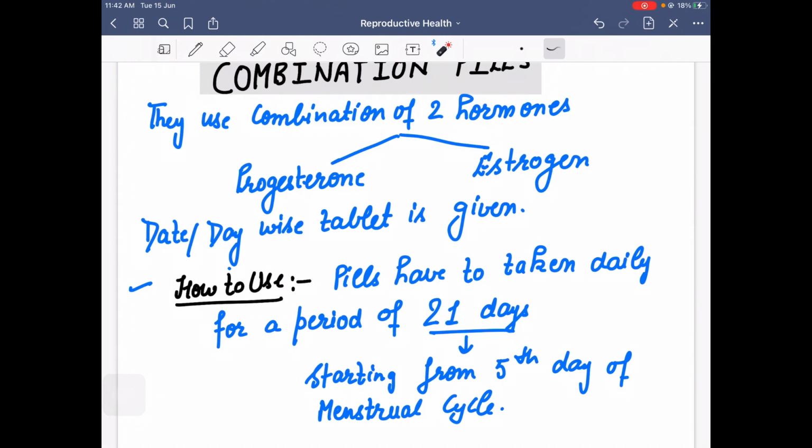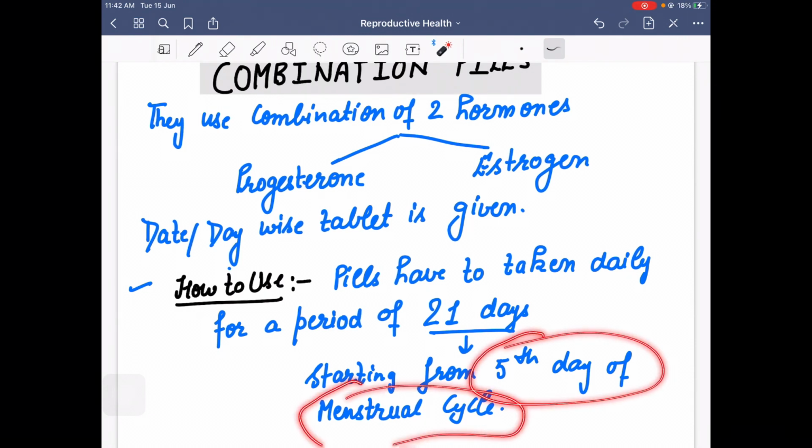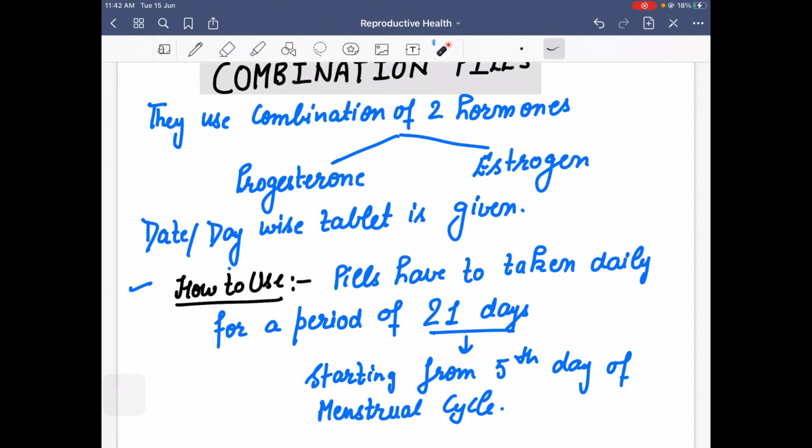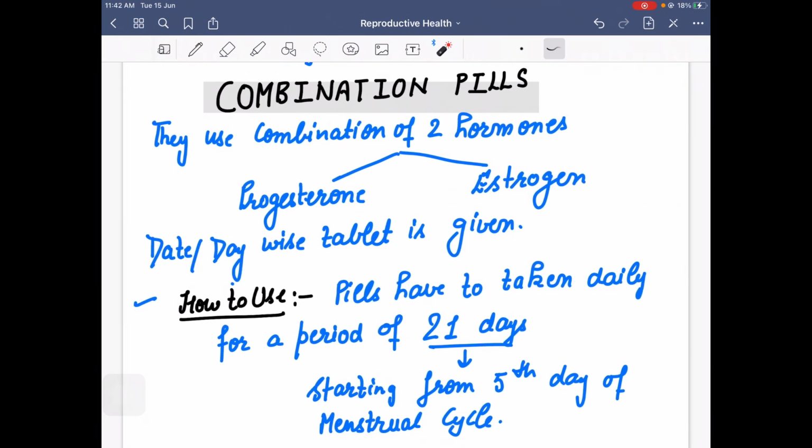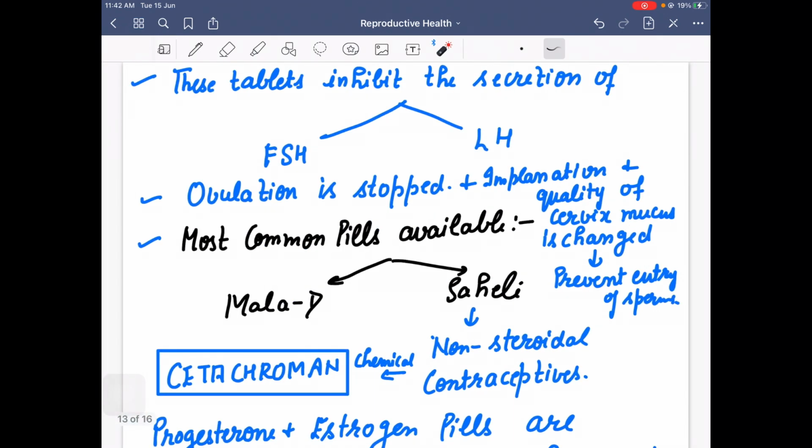Now the question comes to mind, when to start. It is started from the 5th day of the menstrual cycle, because days 1 to 5 are the bleeding phase. So from the 5th day to the last day of the menstrual cycle, these pills are taken by the females. These are combination pills, a combination of two hormones, progesterone and estrogen.